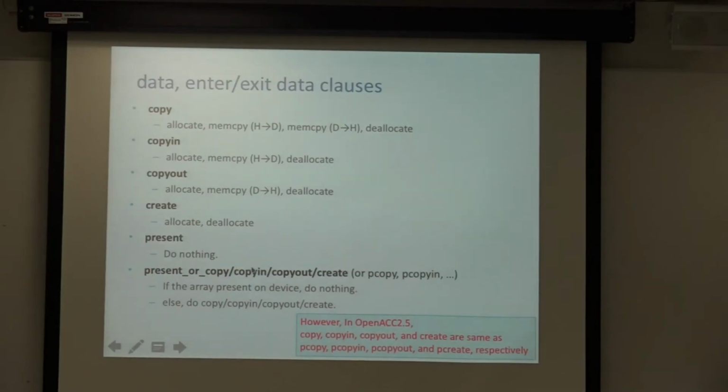And there are present_or_copyin, present_or_copyout, and present_or_create also available. So if the array is present on the device, do nothing; else, do copyin, copyout, or create. So that is present_or_copyin. However, in OpenACC 2.5, copyin, copyout, and create are the same as present_or_copyin, copyout, create. So you don't have to use these present_or clauses.